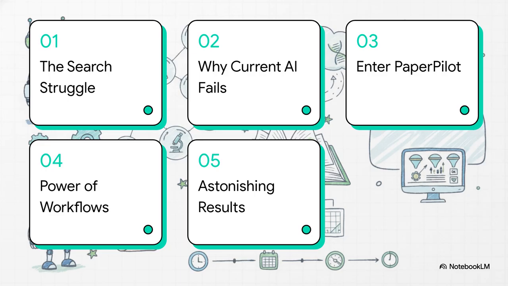So here's our quick roadmap for today's explainer. Number 1, the literature search struggle. Number 2, why current AI fails. Number 3, enter PaperPilot. Number 4, the power of workflows. And we'll wrap it all up with number 5, the astonishing results.